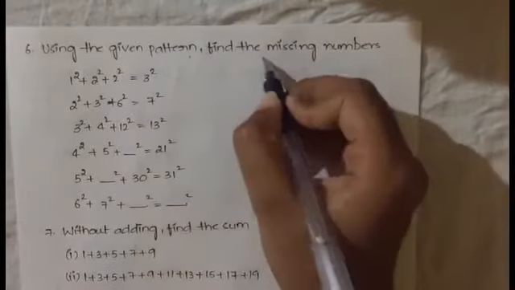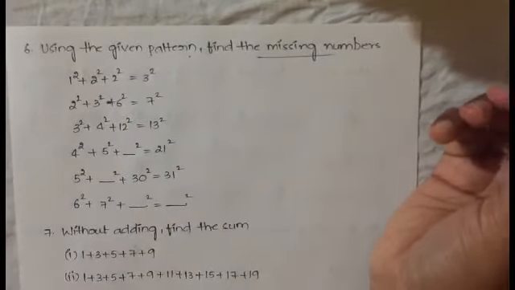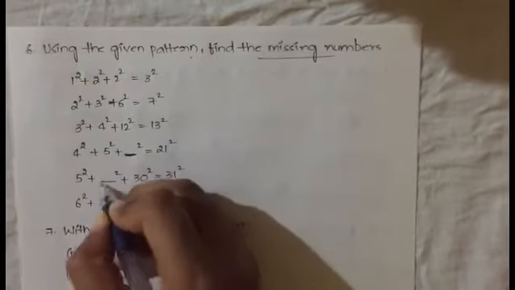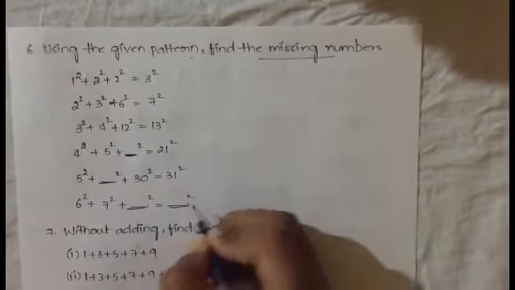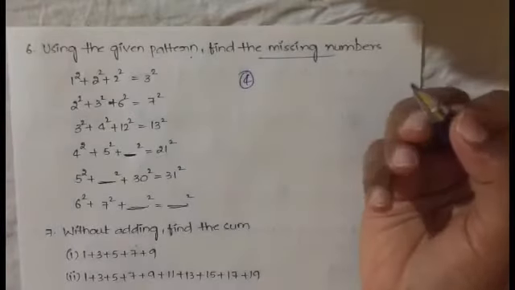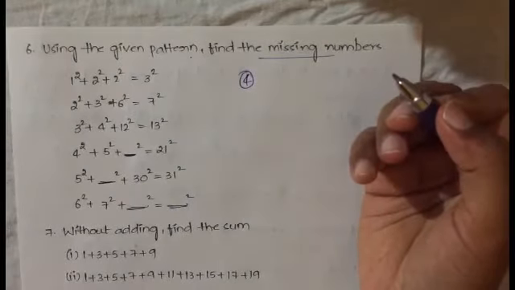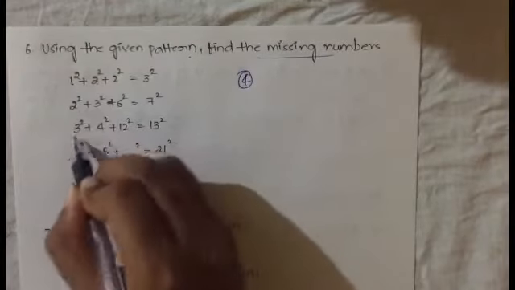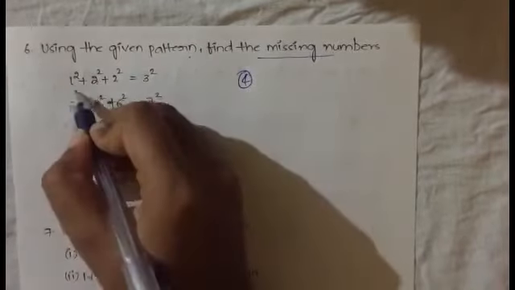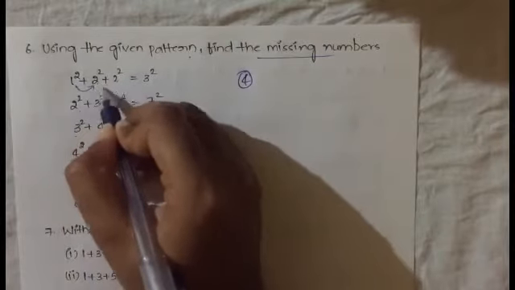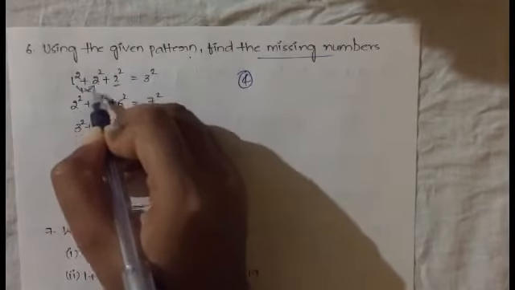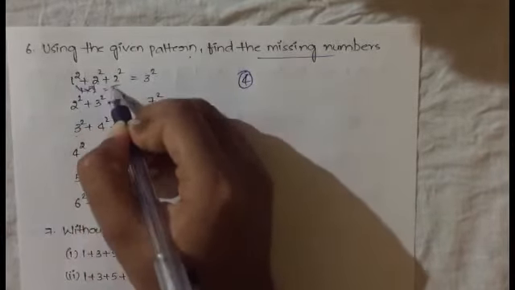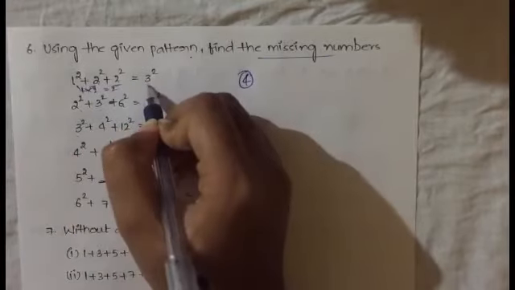Using the given pattern, find the missing number. He is asking where the number is missing. You have to find out this number, this, and also this. You have to find out 4 numbers here using this pattern. So what did you observe here? 1, 2, 2, 2, 3, 6, 3, 4, 12 and so on. Here 1 into 2 is equal to this 2. Okay, 1 into 2 is equal to 2, and this 2 plus 1 is equal to 3.